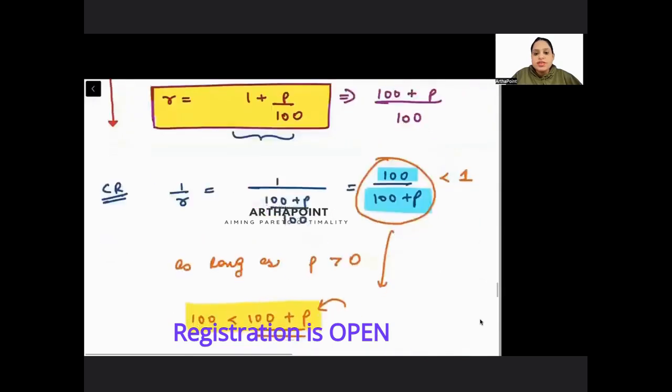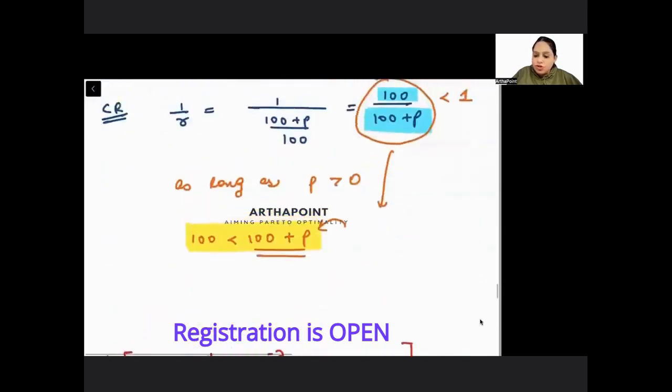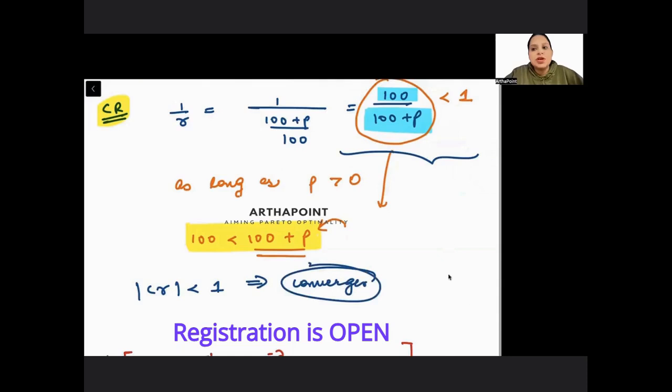So which means that this mod R, mod of common ratio, it is going to be less than 1. And whenever the common ratio is less than 1, then the geometric progression converges. So in this case, it will converge. समझे बात को? Okay, beta.